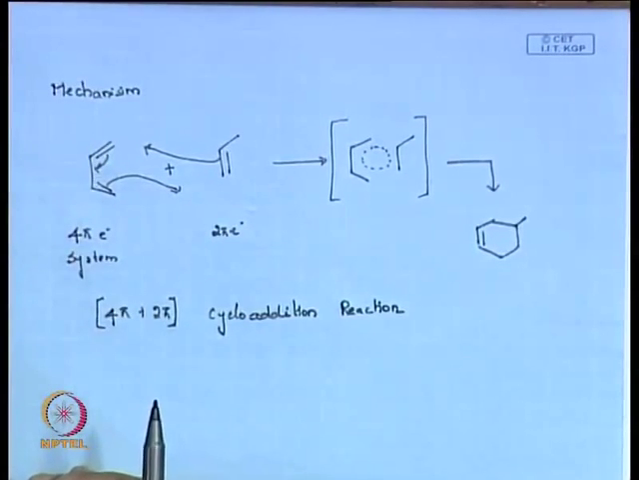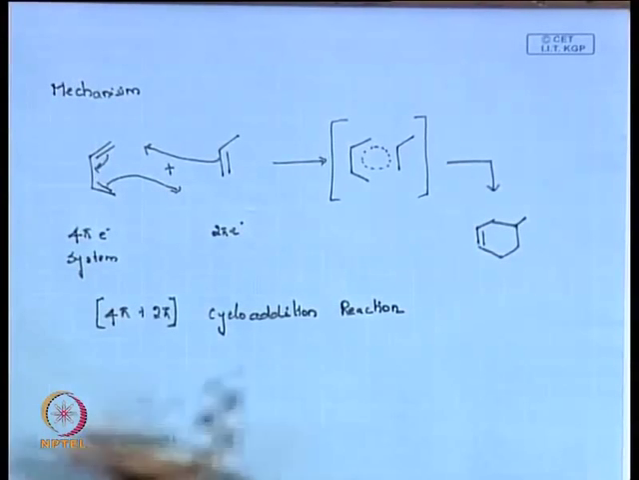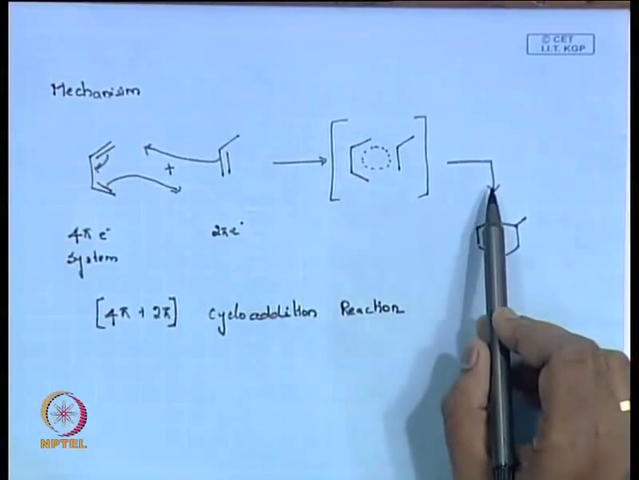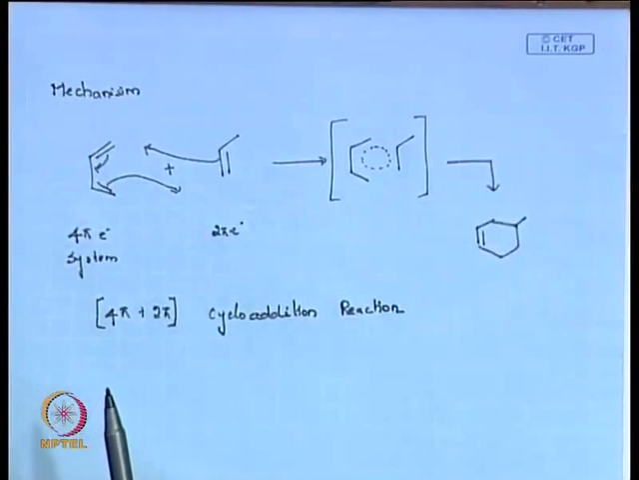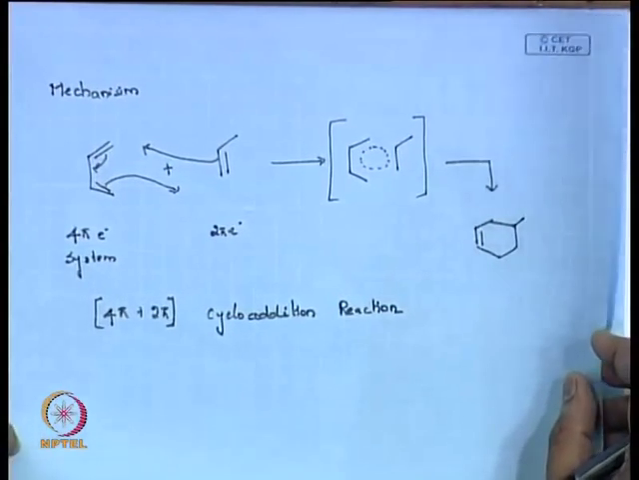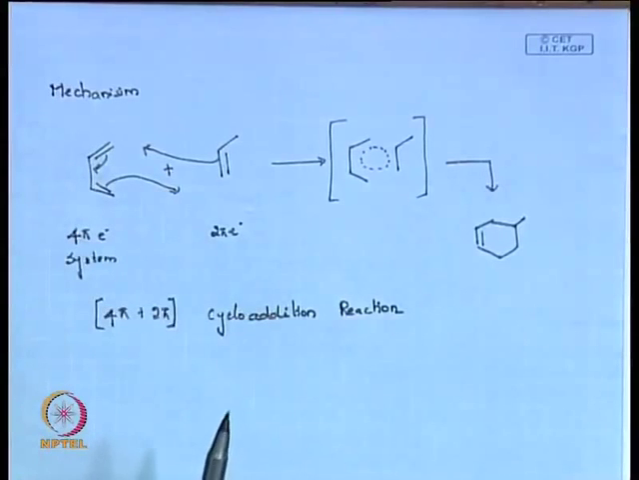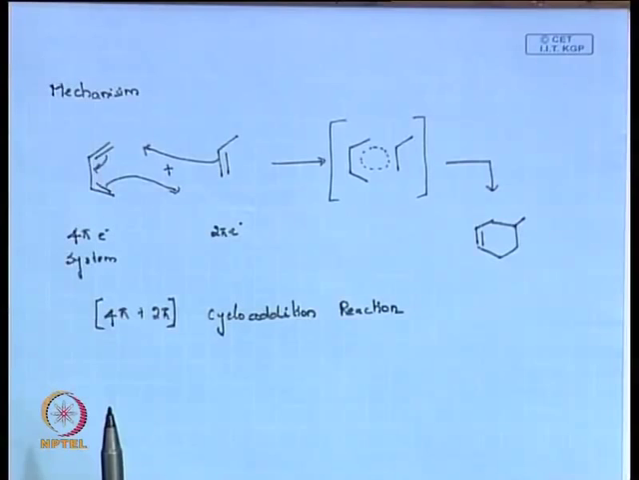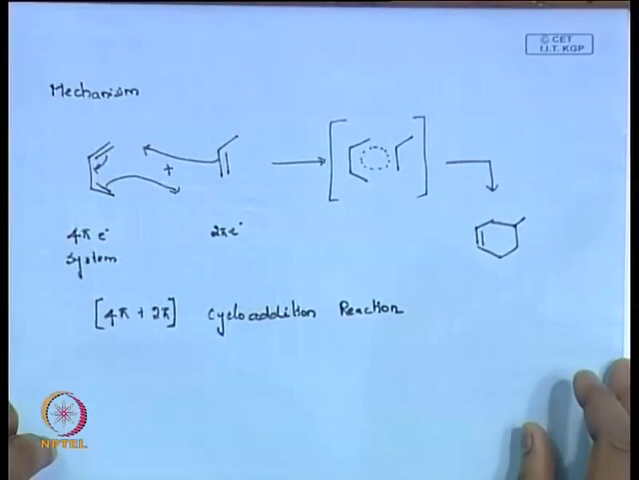You take a diene, which is your 4 pi electron system, and a dienophile, which is your 2 pi electron system. They form a type of cyclic transition state, and this cyclic transition state then gives you a product. Okay. This reaction clearly obeys the pericyclic principle. Now we will see how your diene should be to favor a Diels-Alder reaction, and how your dienophile should be. So we will do it in detail. Now we will start with your diene.